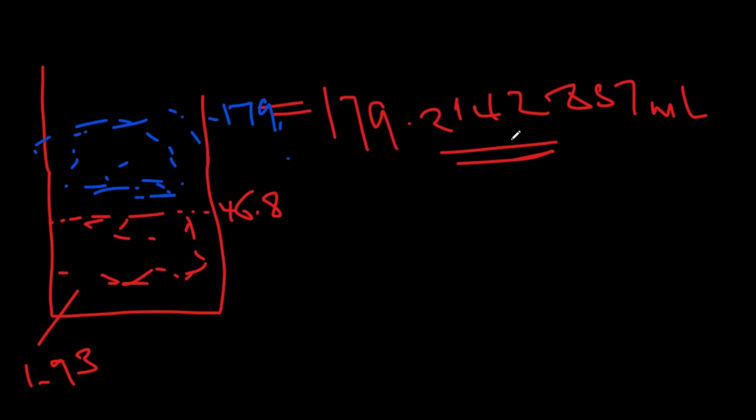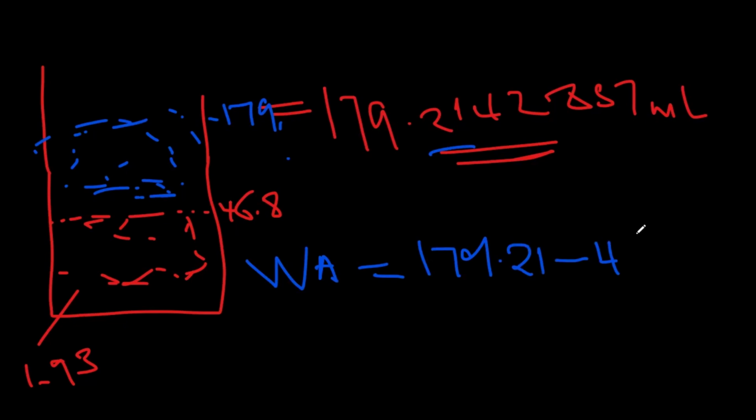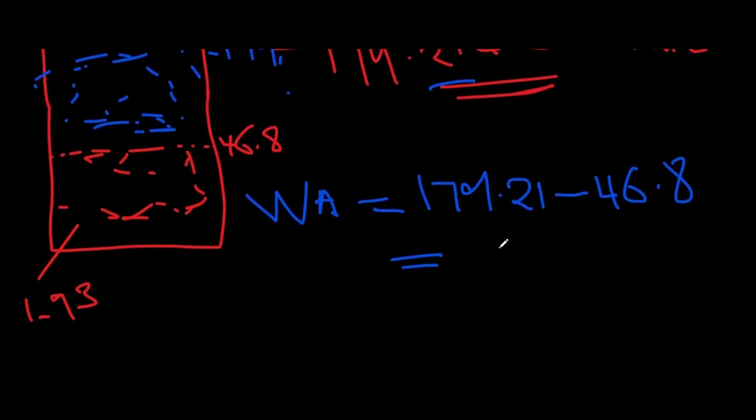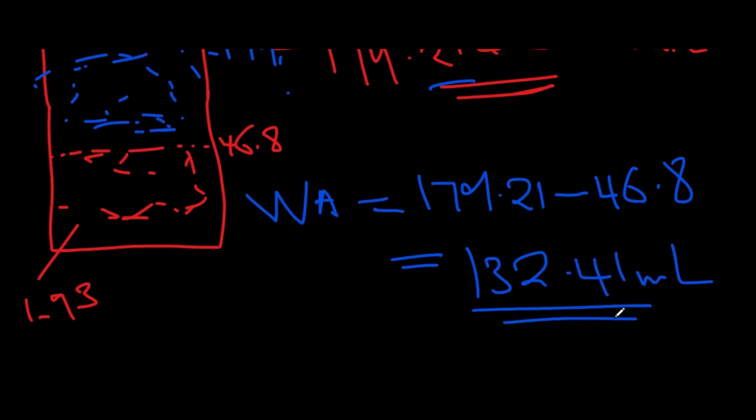So how much water was added to this beaker to reach this volume here? You're going to say water added, I'm just going to say WA here. Water added is equal to the final volume, which is 179.21, rounded off to 2 decimal places, minus 46.8. This will now be the volume that was added for the water. If you subtract these two, you're going to get 132.41 milliliters. So how much water should be added for us to reach this volume? You have to add 132.41 milliliters. So this one here is the final answer.